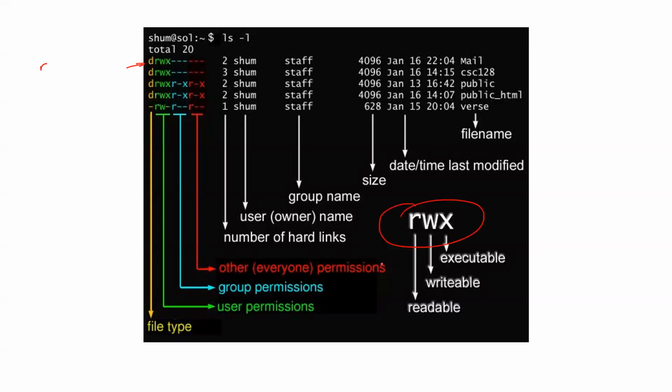I have also written that here. If you look at, for example, this file, it has three sections. The green one is the user permission, the blue one is the group permission, and the red one is the permission for everyone. So read, write, execute, read, write, execute, read, write, execute: three sets of read, write, execute for the three types of groups that we have. Also, we have the file size, date and time, and the file name.